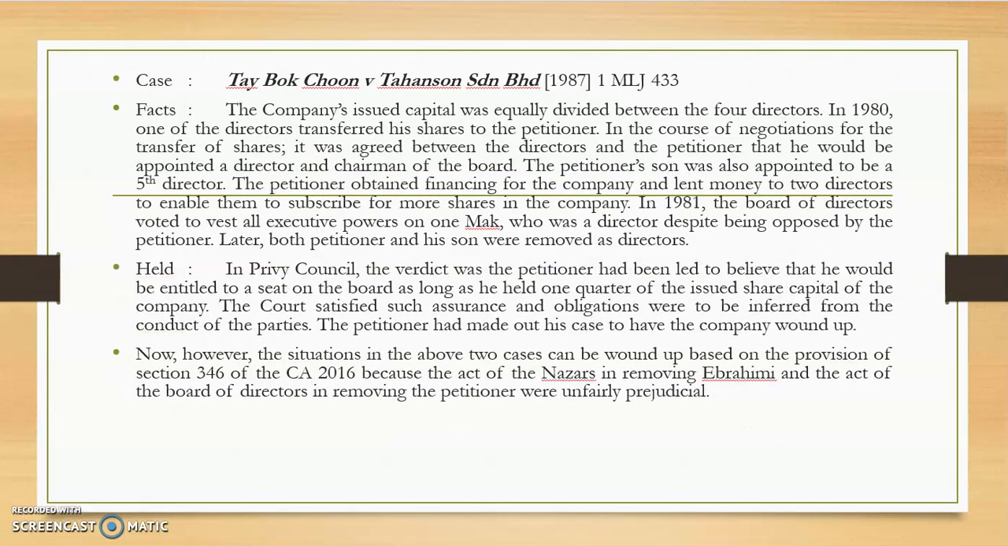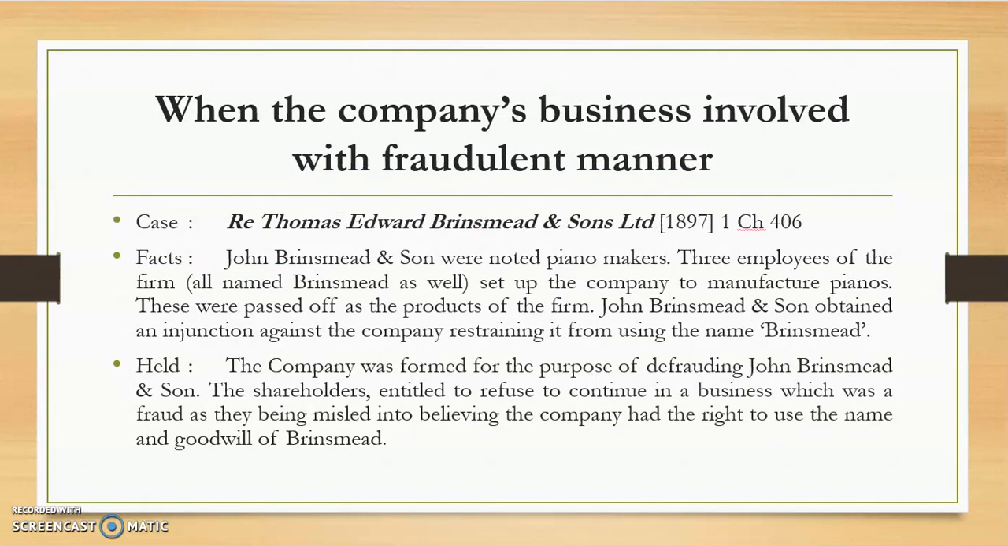That is another case. You can read it yourself. Another example of just and equitable is when the company's business is involved in a fraudulent manner. In this case, Thomas Edward Brinsmith and Son, John Brinsmith and Son, were noted piano makers. Three employees of the firm, all named Brinsmith as well, set up a company to manufacture pianos. They were passed off as the product of the firm. This one involved the intellectual property tort of passing off.